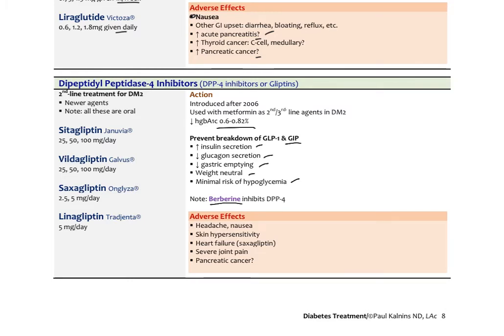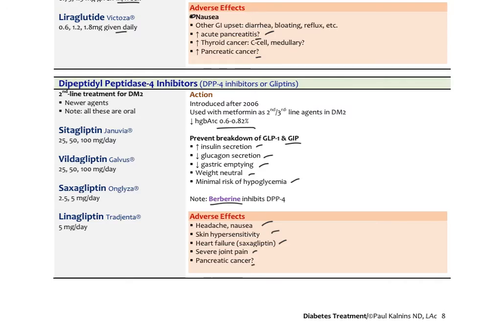So adverse effects: headache, nausea, skin hypersensitivity. Saxagliptin does have a signal for heart failure, and in certain patients, severe joint pain, and again, a question mark around increased pancreatic cancer. They are easier to take, though, than GLP-1s, so I have seen patients on these because of that. But they are an additional agent, second or third line, that can be added if A1Cs are not controlled.